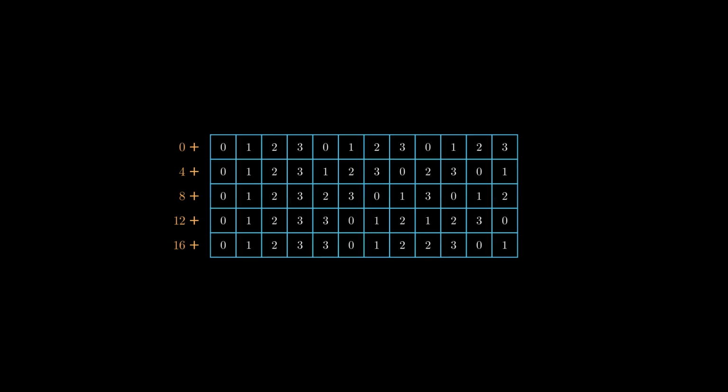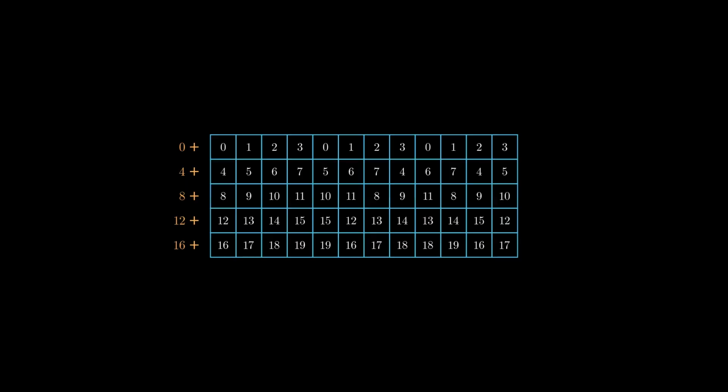So far every number is small, between 0 and 3. To turn them into variety labels from 0 to 19, we shift each row by a fixed amount. The first row stays. We add 4 to the second row, 8 to the third, 12 to the fourth, and 16 to the fifth. Now all 20 varieties appear, and each one shows up exactly once in every group of 4 columns.